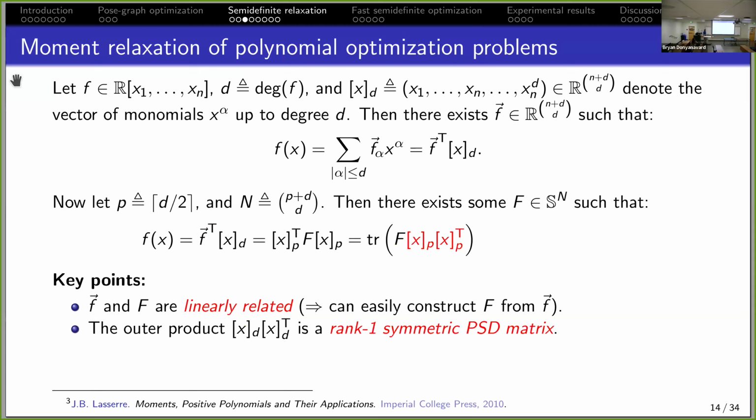Observation 2 is that if I look at the right-hand side of this equation, this form, this outer product is just an outer product of vectors, right? So it's a symmetric rank 1 positive semi-definite matrix. Okay, that's observation 2.